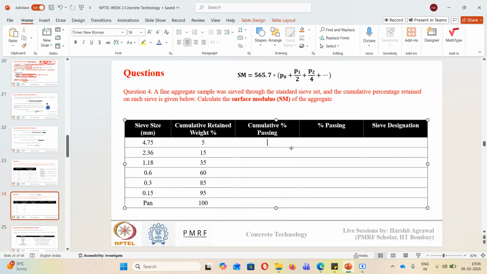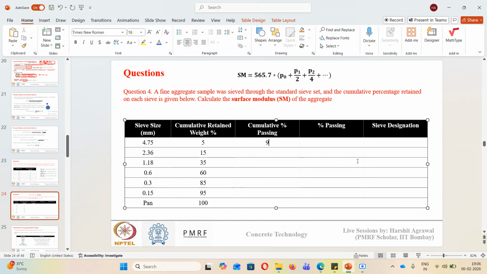Okay, I will just tell you. Right now we know the cumulative percentage retained, but this won't give us the data of what is the size of aggregate between two sieves. So we'll first calculate cumulative percentage passing, which is nothing but 100 minus cumulative percentage retained.